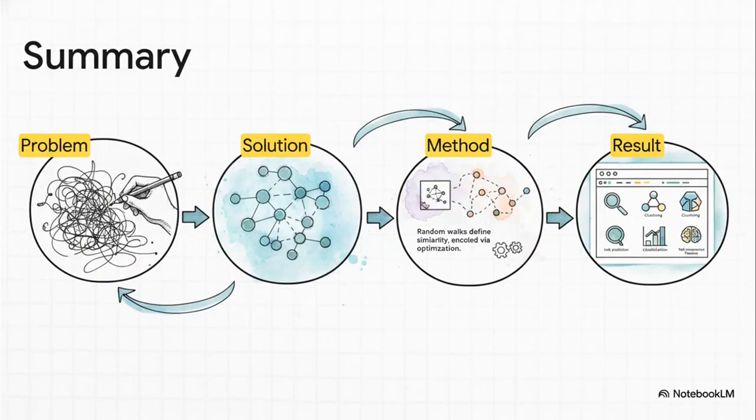So, to wrap it all up, the problem we started with was that handcrafting features for graph data is just too difficult and inefficient. The solution is node embeddings, which automatically learn these features by mapping nodes into a meaningful vector space. The method we looked at uses random walks to figure out which nodes are similar and then uses an efficient process to encode that similarity into the vectors. And the result? We get these incredibly versatile, task-independent features that can power all sorts of prediction tasks on graphs.